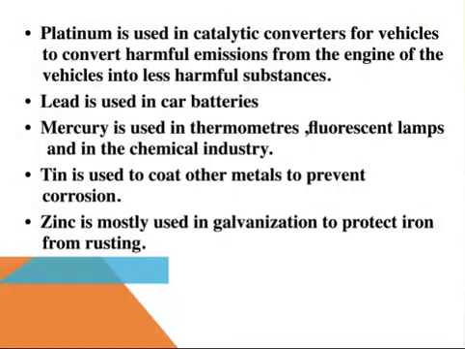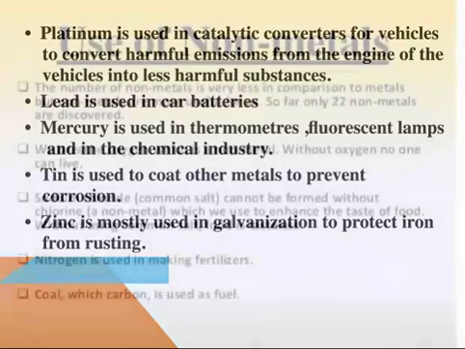Platinum is used in catalytic converters for vehicles to convert harmful emissions from the engine of vehicles into less harmful substances. Lead is used in car batteries. Mercury is used in thermometers, fluorescent lamps and even in chemical industries. Tin is used to coat other metals to prevent corrosion, which we already learnt as tinning, and zinc is mostly used in galvanization to protect iron from rusting.